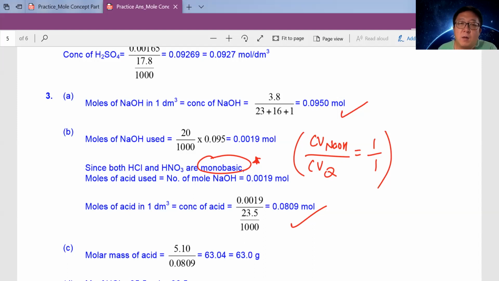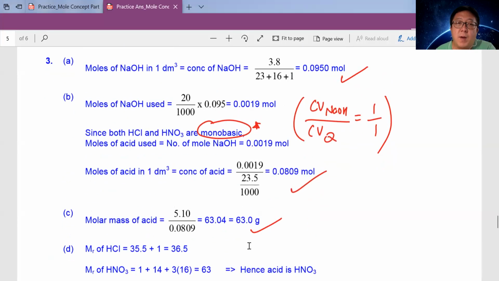Okay, after which you can get the mass divided by the number of moles, you get your molar mass, 63.0. Okay, once you obtain that, then you just observe comparing the HCl and your nitric acid. Nitric acid happens to be 63. You take on the data booklet. The hydrochloric acid is 36.5. So it cannot be hydrochloric acid. It should be nitric acid.